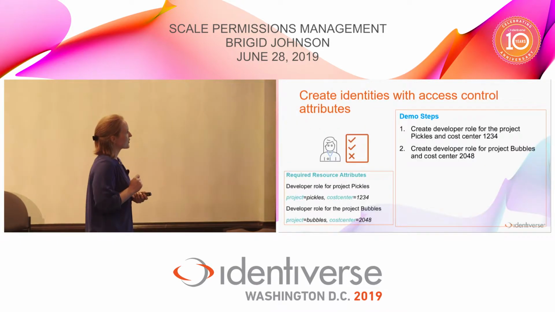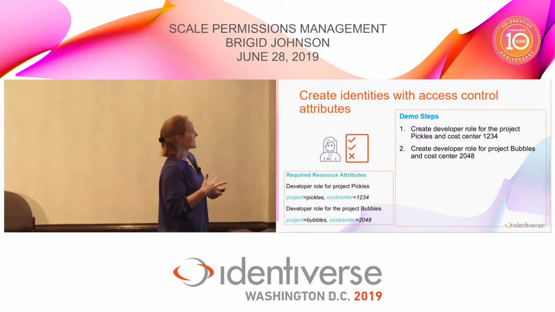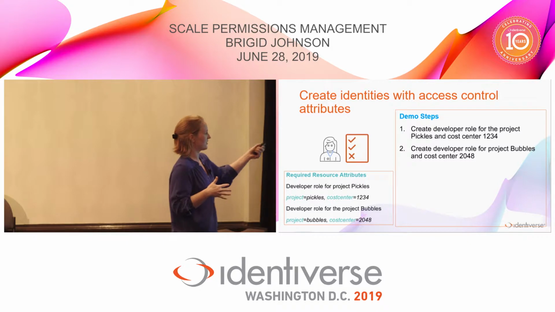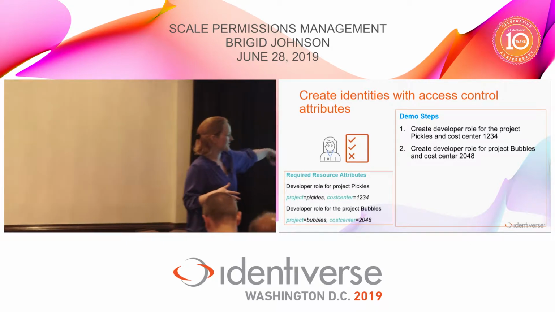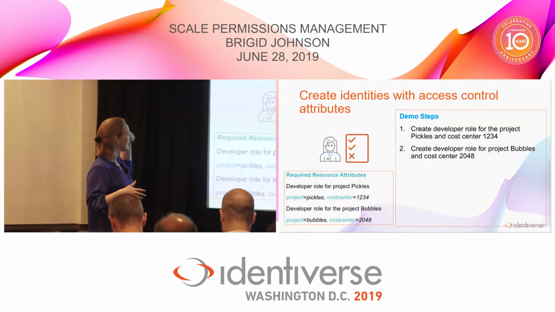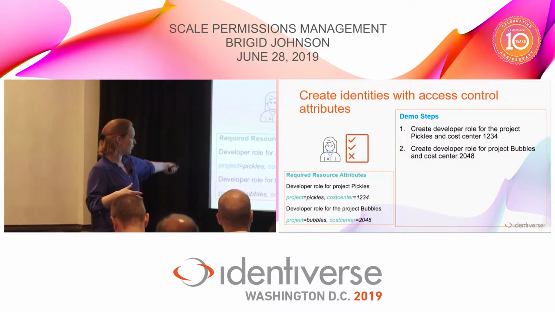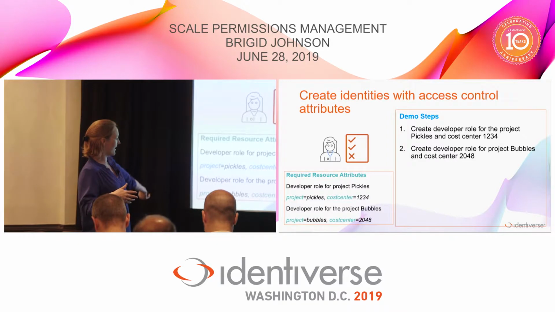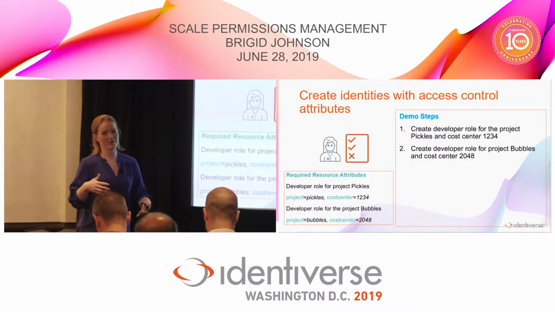Okay, so the first step is I'm going to create identities with access control attributes. What I'm going to do is I'm going to only create the pickles. I have the other stuff set up. You don't need to watch me do the same thing twice. So I will create a role for Project Pickles, and I'm going to name it Cost Center 1234. I already have the role for Bubbles, which I'll show you with Cost Center 2048.